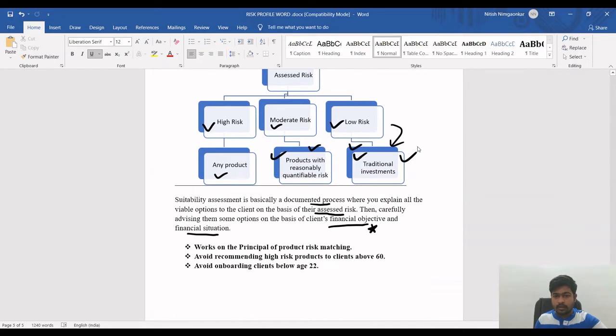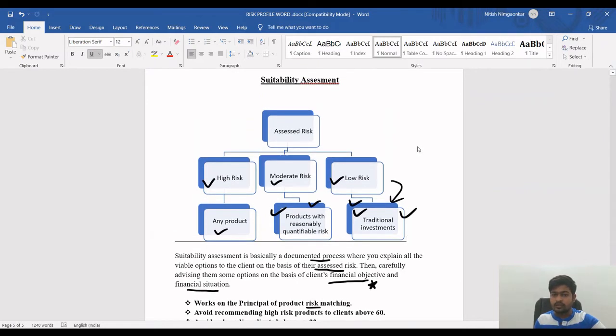This is called the product risk matching concept. You can only advise them products which are suitable to their risk. Obviously to a high risk client you can advise moderate risk products, but you cannot do vice versa. You cannot advise high risk products to a moderate risk client or a low risk client.